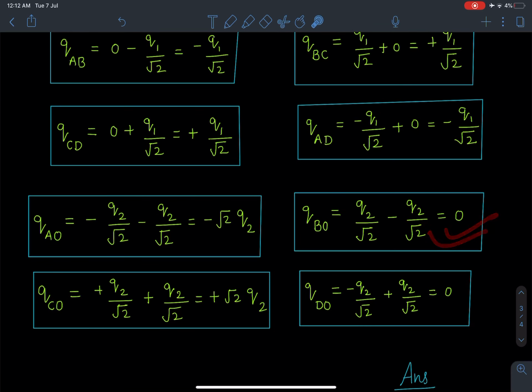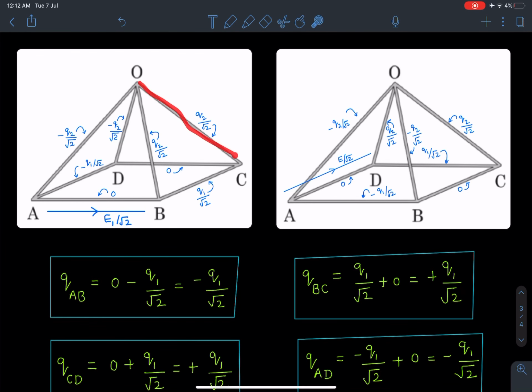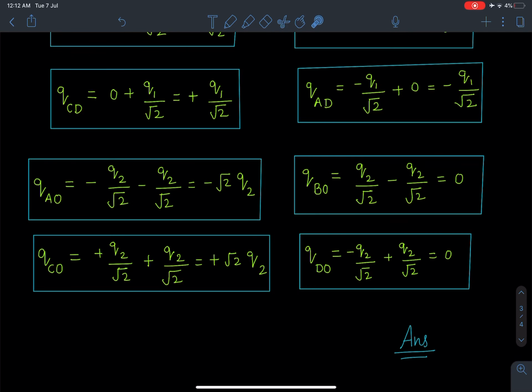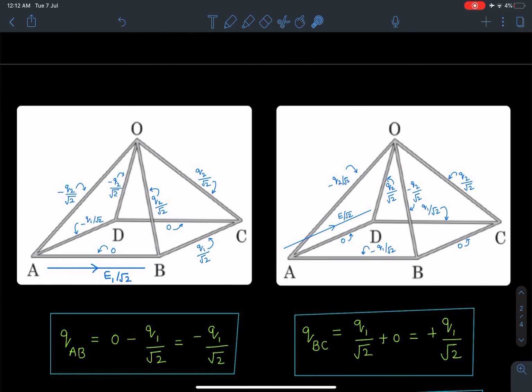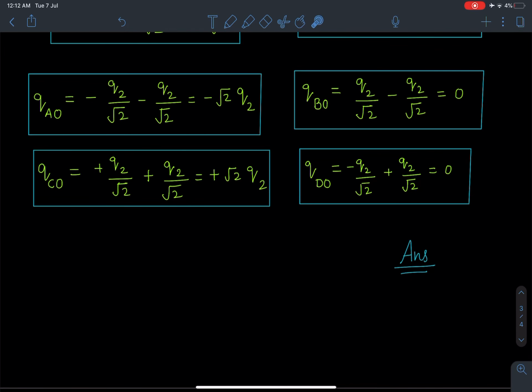Now for rod CO, from first diagram it is plus Q2 by root 2, and from second also plus Q2 by root 2. CO rod, you can see here also it is plus Q2 by root 2, and from second diagram also it is plus Q2 by root 2. So total charge here will become root 2 Q2, and the next one is DO. DO is this minus Q2 by root 2, and from here plus Q2 by root 2. So if we add these two, we are going to get 0. So these are the answers for this problem.